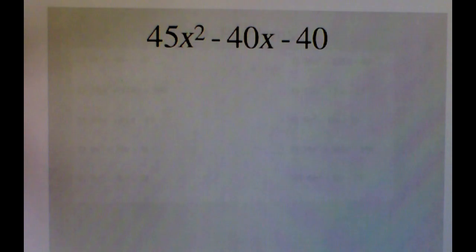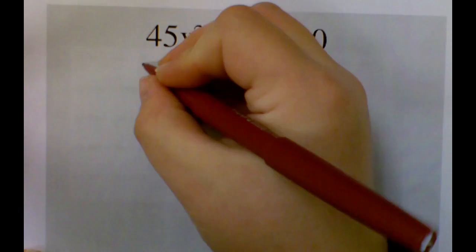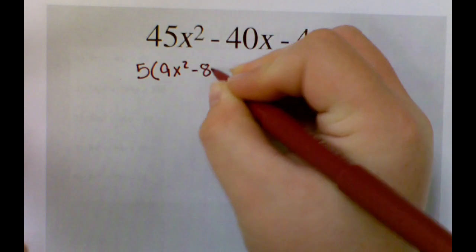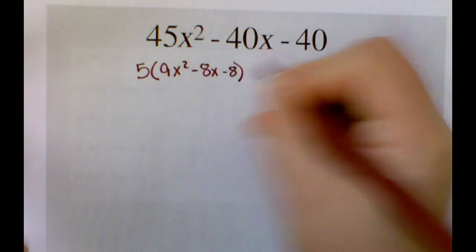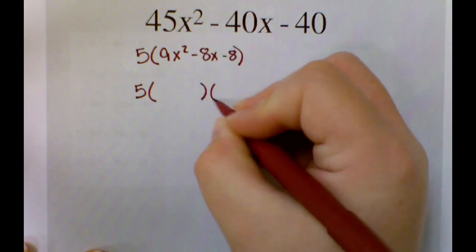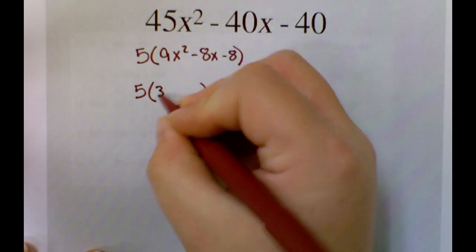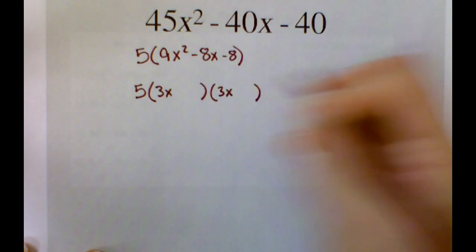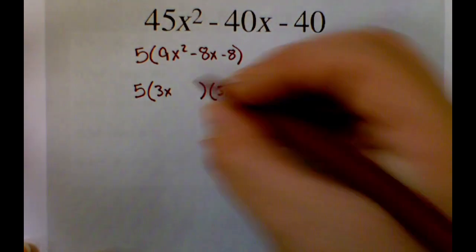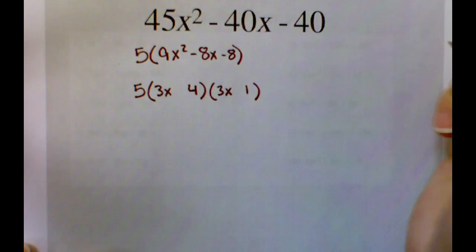All right, 45x squared minus 40x minus 40. I definitely see a GCF here. I can take a 5 out of all 3 terms, leaving me 9x squared minus 8x minus 8. My 5 comes along for the ride. To break apart 9x squared, I'm going to try 3x and 3x. To break apart 8, I like 4 and 1. Let's try 4 and 1.